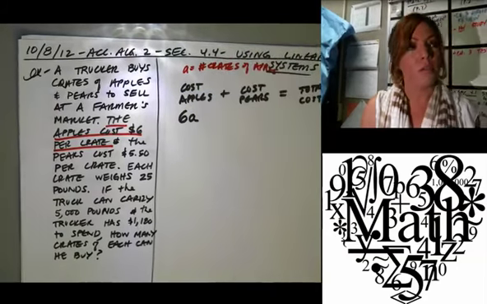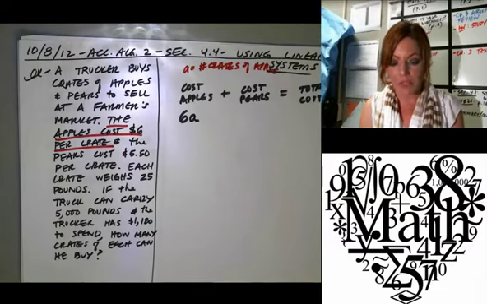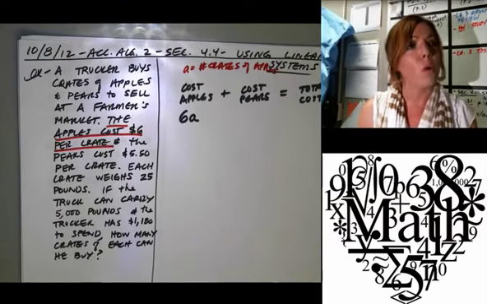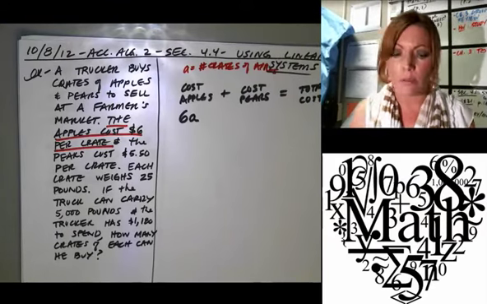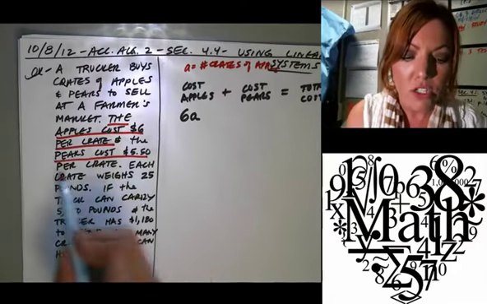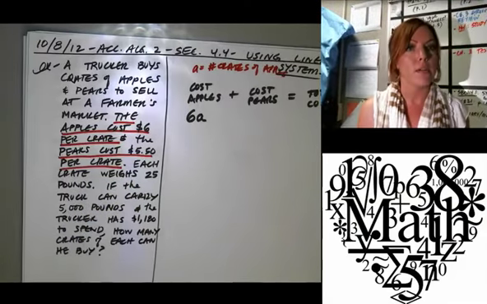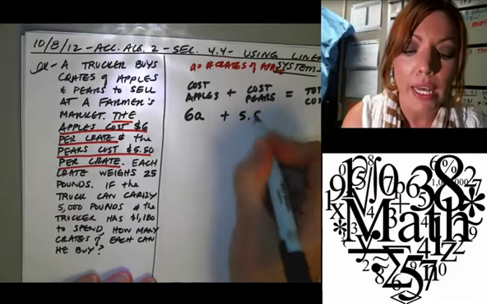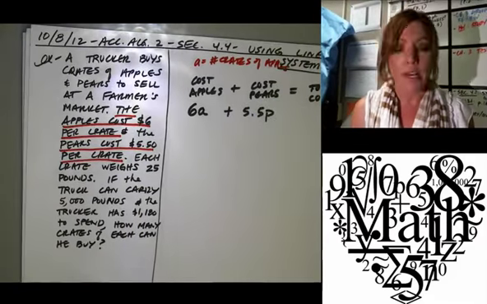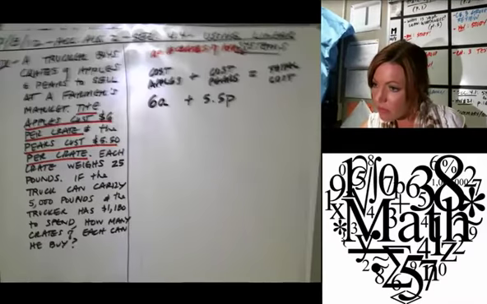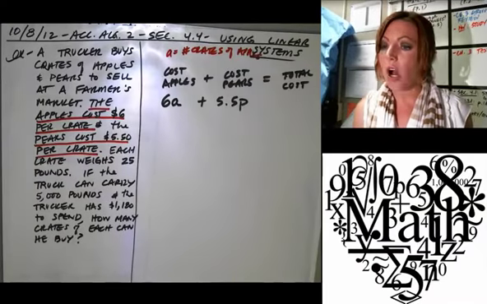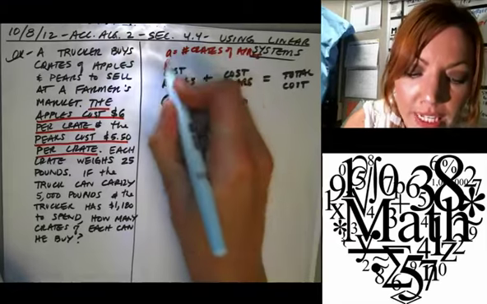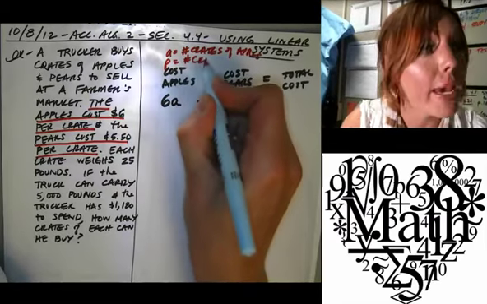Okay. So if I want to set up something similar for pears, what would I do for the cost of the pears, using the information over here? The pears cost $5.50 per crate. Marcy? 5.50. Good, plus 5.5, and again, we'll say that P represents the number of crates of pears. Okay, Lydia.